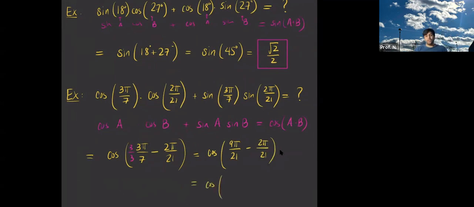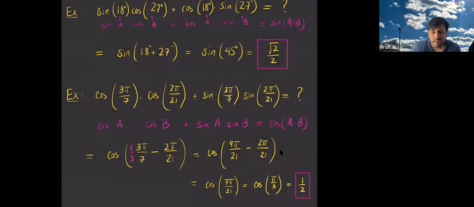Same denominators, subtract the numerators. 9 pi minus 2 pi is 7 pi over 21. 7 goes into 21 3 times, so this is equal to cosine of pi over 3. Cosine of pi over 3 is the same thing as saying cosine of 60 degrees. Cosine of 60 degrees is 1/2. So this whole long expression that I had in the beginning, it really just equals 1/2.